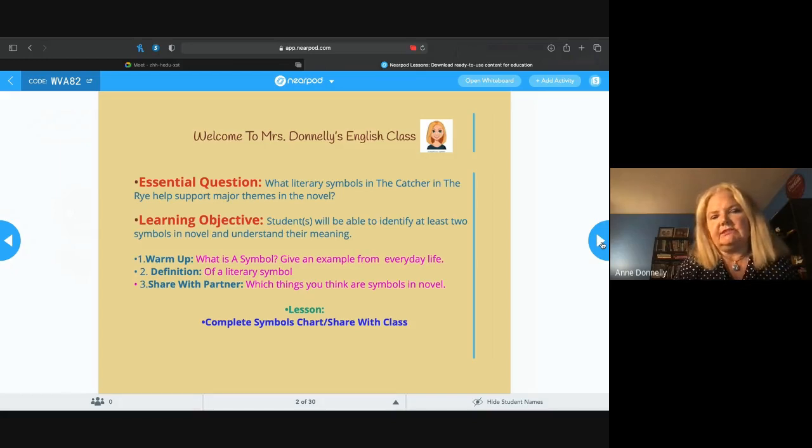Okay, so the essential question for today is, I want you to think about what are some of the literary symbols in The Catcher in the Rye and how do they support major themes in the novel? So we're going to be learning about symbolism. Symbolism can not just be in novels, it can be in a poem, it can be an essay. So first of all, I want to ask everybody, talk among yourselves and tell me what is a symbol from everyday life. Just give yourself a couple minutes.